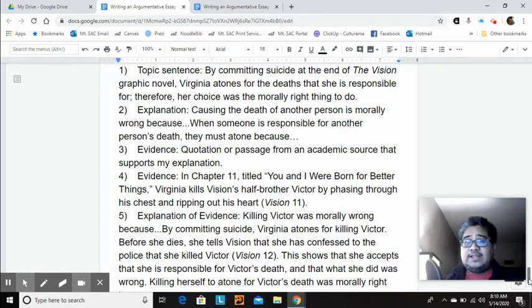With an essay assignment that requires outside research, I should try to provide a quotation or passage from an academic source that supports the explanation that I'm giving, the logic and reasoning that I'm providing, maybe from one of the ethical codes, the 5 ethical codes that were presented to you as part of your essay number 3 assignment in preparation for reading The Vision. I'll need to provide evidence from my primary source, which is the graphic novel.